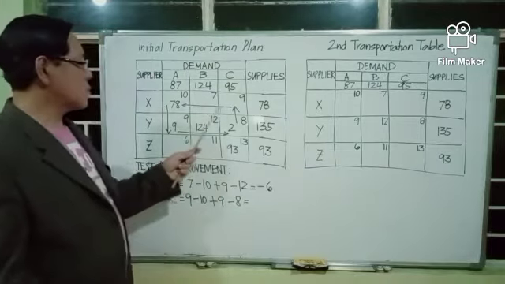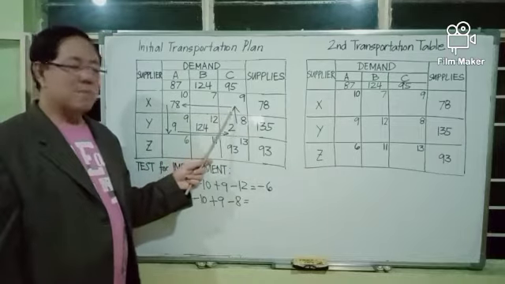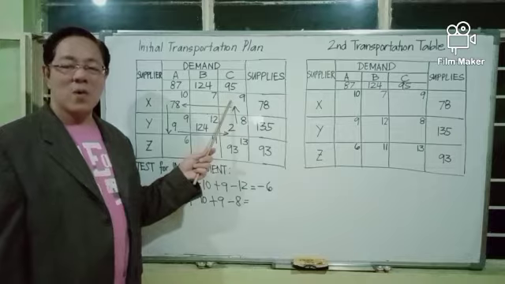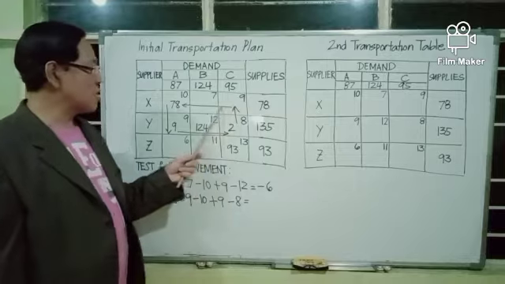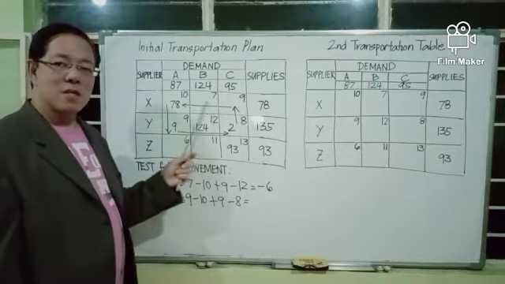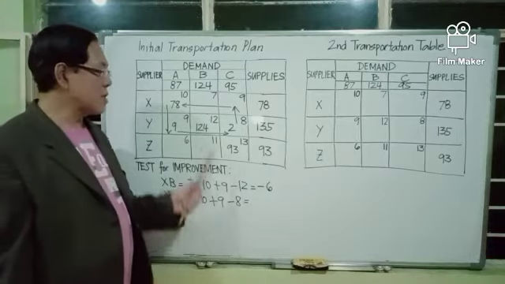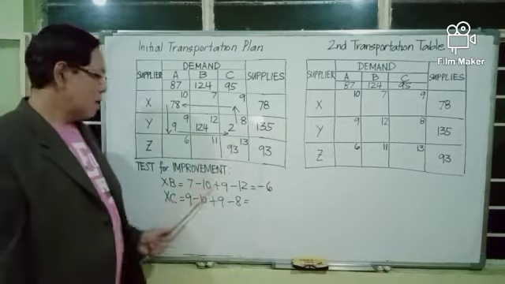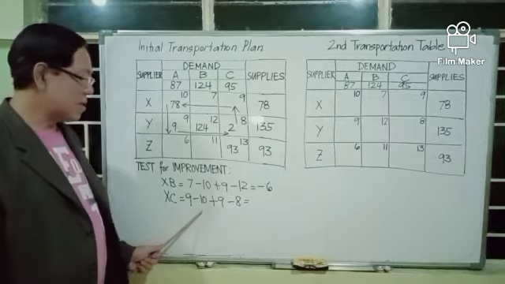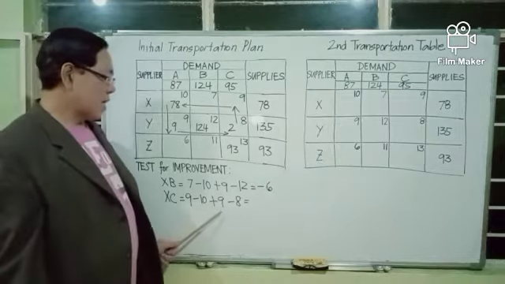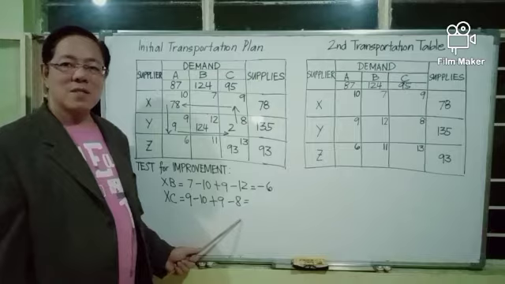Again, this is the closed path I was telling you about earlier. It's a closed path because we started from this vacant cell and we end up at the same vacant cell. And it's a path because it's a combination of alternating horizontal and vertical movements. Now we find the net cell cost for this vacant cell XC by adding these numbers. 9 minus 10 is negative 1. Negative 1 plus 9 is 8. And 8 minus 8 is 0.